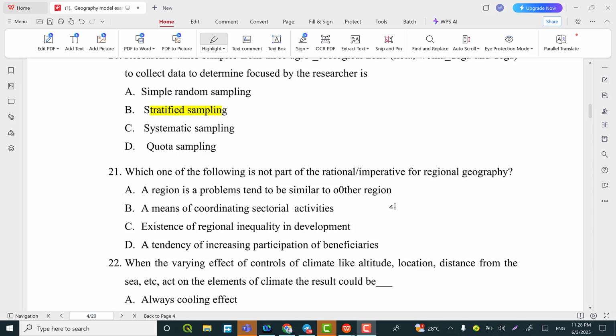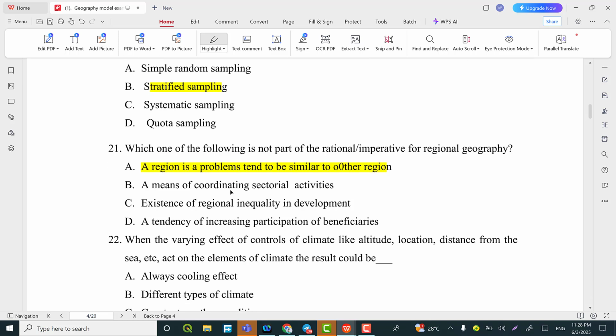So the answer is A. Region is the problem tends to be similar to other regions. The other options are a means of coordinating sectoral activities, existence of regional inequality in development, and tendency of increasing partnership in beneficiaries. Here, I have given you the example in natural regions. In terms of the artificial or human-made regions, Africa is automatically different from Asia. Asia is different from the United States of America and Latin America. So regions are not similar. Question number 22.